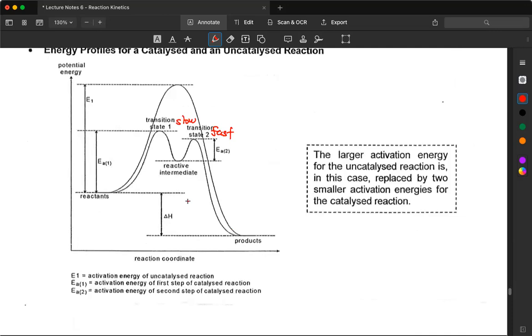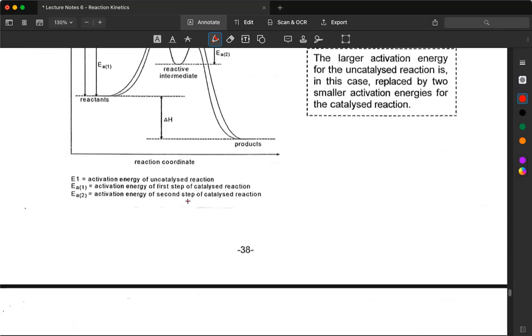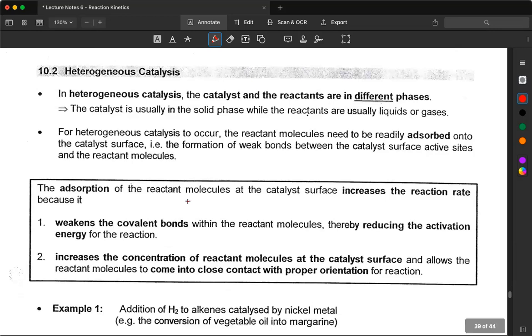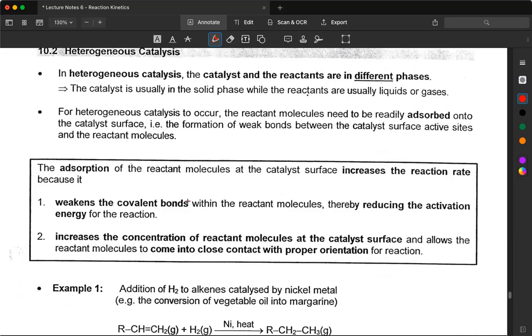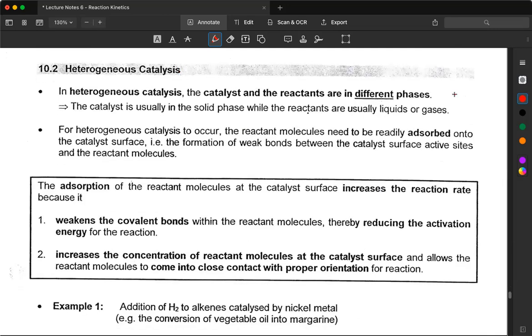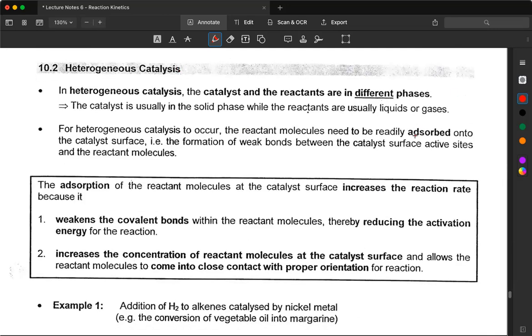Okay. Now, for heterogeneous catalysts, as mentioned, the catalysts and reactants are in different states. So the mechanism is a bit different. The reactant molecules readily adsorb onto the catalyst surface. Adsorb, not absorb, adsorb with a D. There is formation of weak bonds between the catalyst surface active site and the reactant molecules.